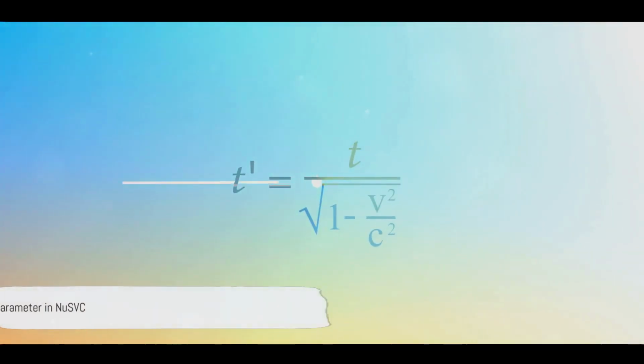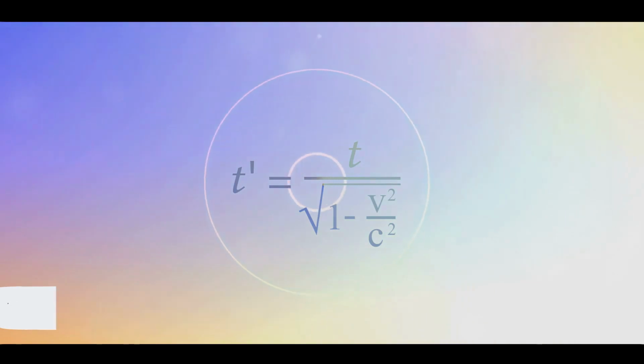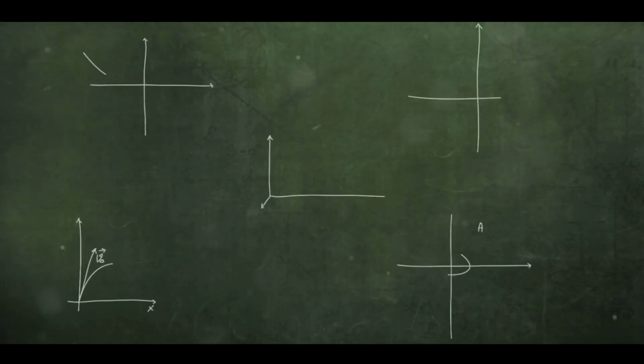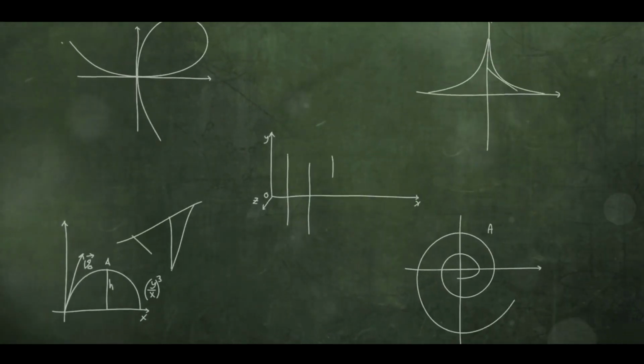Now, what sets NuSVC apart? It's the nu parameter. Nu is a parameter in the range of 0 to 1. It provides an upper bound on the fraction of training errors and a lower bound of the fraction of support vectors. So how does NuSVC work?